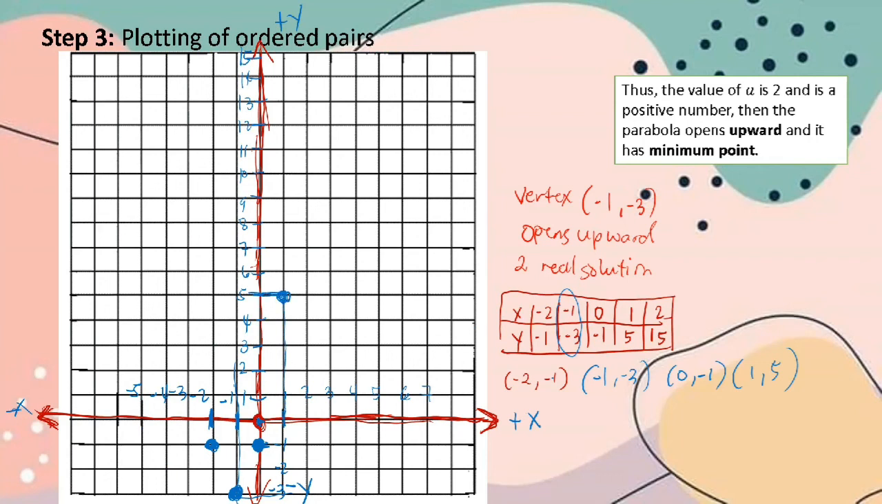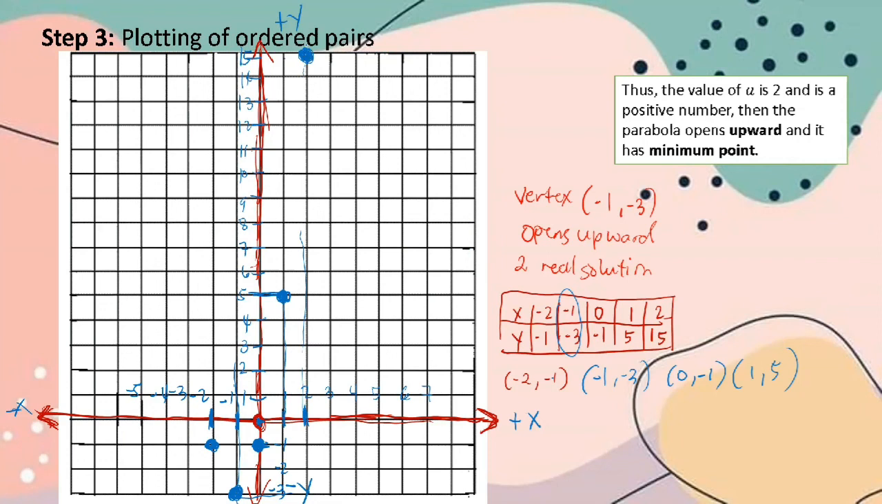Next naman natin is the 2 and 15. So, yung x natin is 2. And then, yung ating y is 15. Nasaan yung 2 natin? Ito po yung 2 natin. And then, yung 15 natin ay andito. So, therefore, we are going to connect the dots.